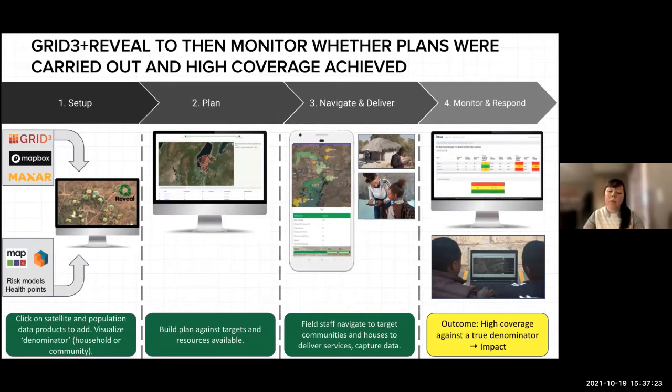And that client, that mobile phone, is put in the hands of field teams, IRS delivery, community health workers, to navigate to those settlements, to distribute those interventions, to capture data against households and communities, so we can really understand, have these houses and communities received these interventions? As those data are captured, they're pushed to a dashboard where we can monitor in near real time the coverage and aim to get to that impactful coverage, that high coverage of intervention.